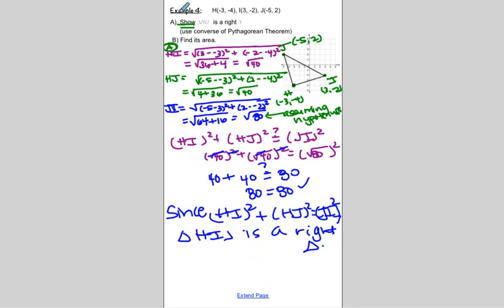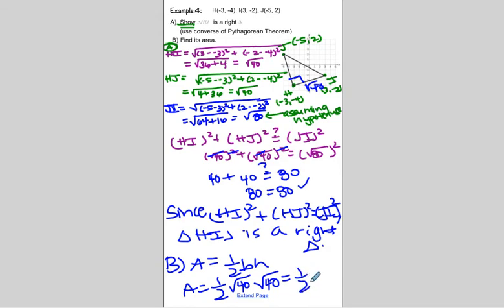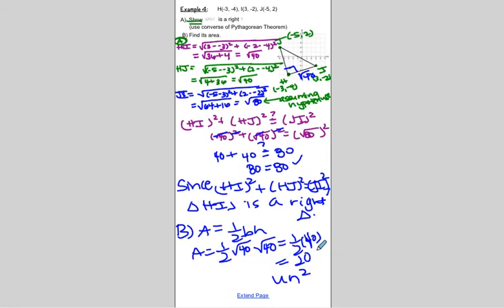Then B, find its area, okay? Area of a triangle is 1/2 base times height. So if this is a right triangle, my base would be square root of 40, and then my height would be square root of 40. So area is equal to 1/2 square root of 40 times square root of 40. The square root of 40 times the square root of 40 is 40. Okay, if you type it in your calculator, you'll get it, but also the square root of 40 squared is 40. So I have 1/2 of 40, which is equal to 20. So the area of my triangle is 20 units squared.